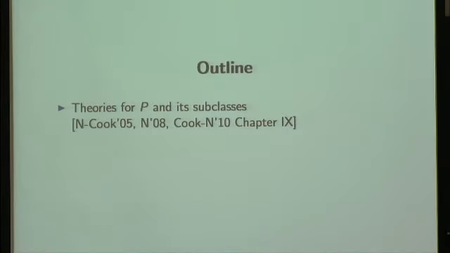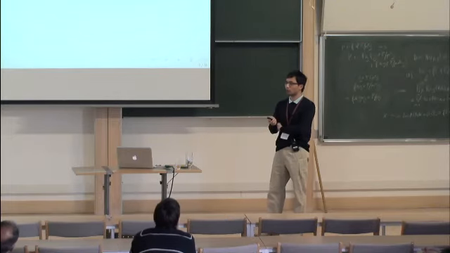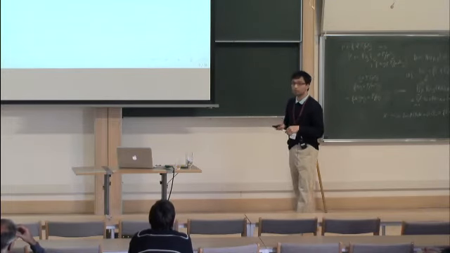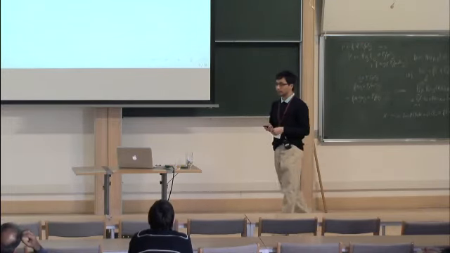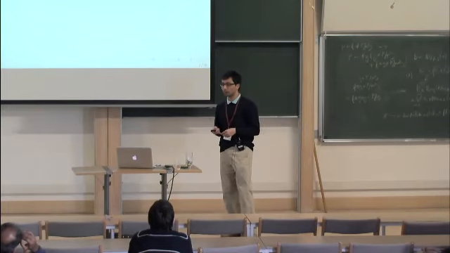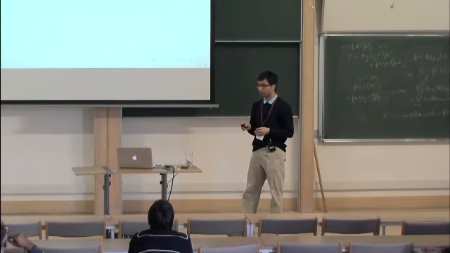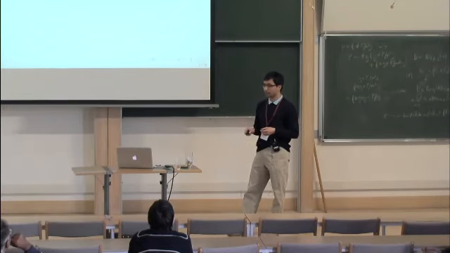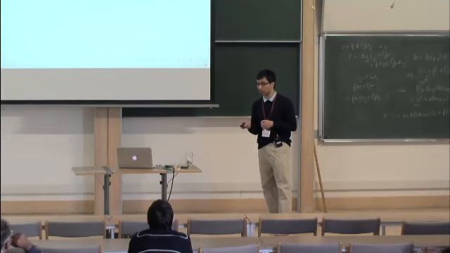So my talk today will consist of two parts. In the first part, I will present a family of first-order theories for polytime and its subclasses. This is from a joint paper with my advisor Steve Cook in 2005, and it has since been improved several times, first in my PhD thesis, and then in the book that we wrote together.